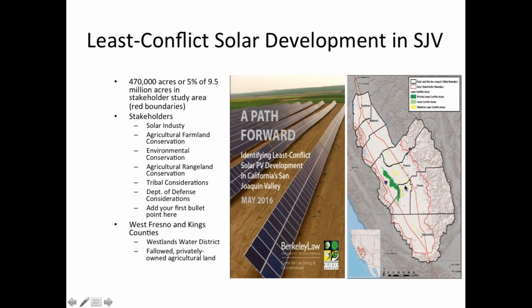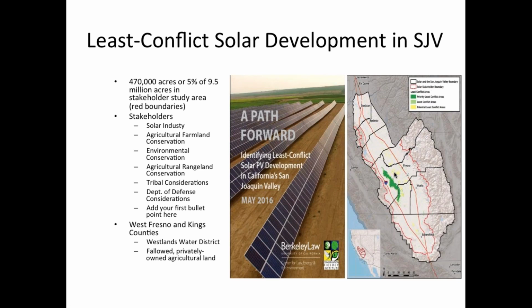And this is, for the most part, fallowed, privately owned agricultural land that is no longer in production, and it's mostly located within the Westlands Water District in this part of the region. And this is where efforts are being made by folks at the county level in Fresno and in Kings County to some extent to try to encourage people to consider development of future solar in this area where there's not going to be too much disagreement about implementing projects like that.